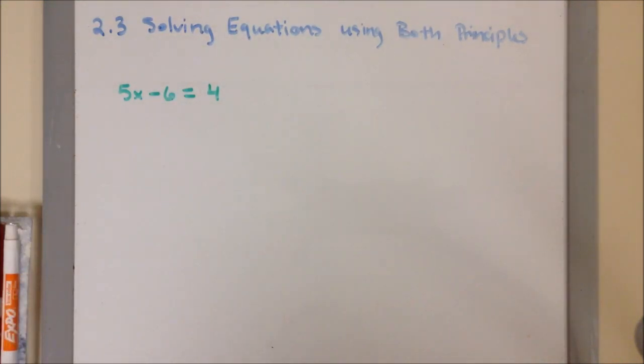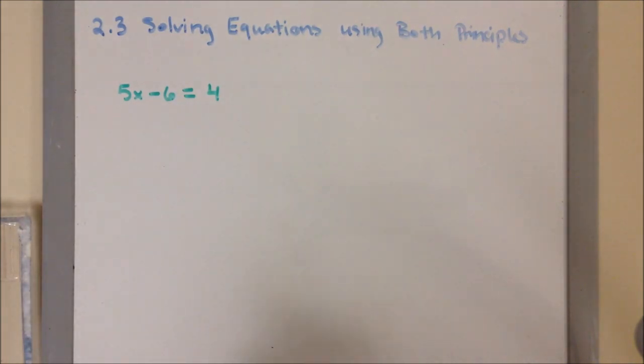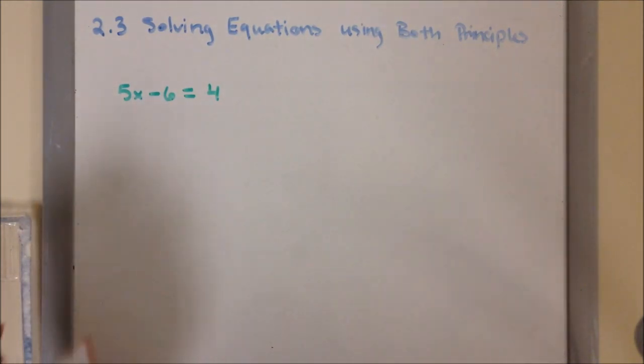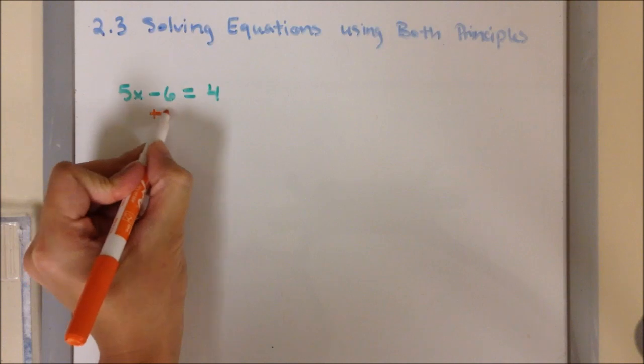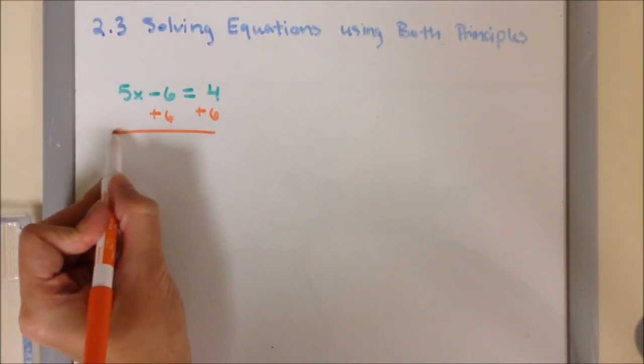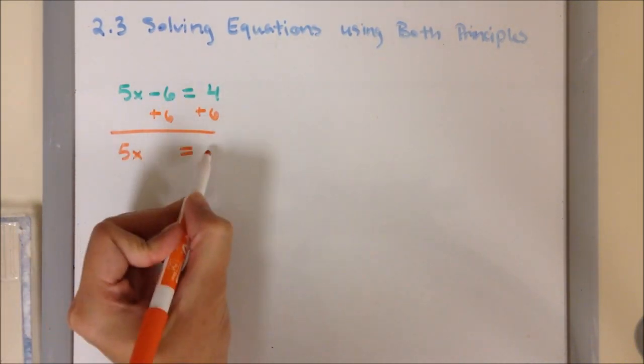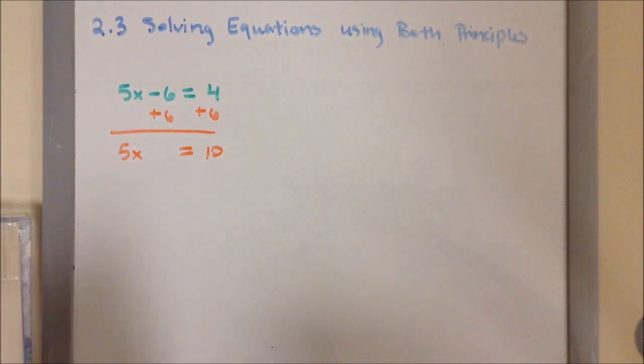In our first example, we have 5x minus 6 equals 4. So our first step is to use the addition principle. So we're going to cancel out the minus 6 by adding 6 to both sides. So plus 6 on the left, plus 6 on the right. 5x equals 10. Now next is the multiplication principle.